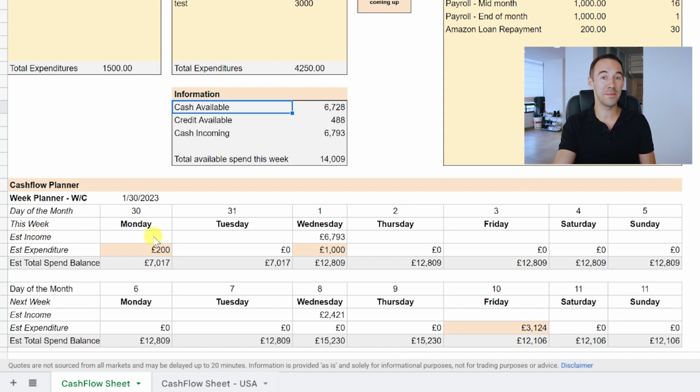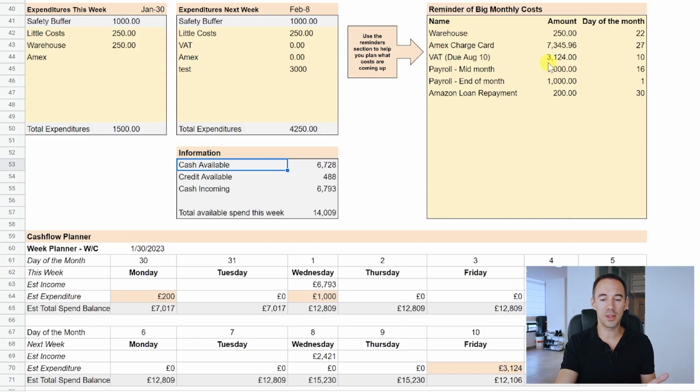It's going to show you what estimated income it's got coming in. So we can see that. Basically, we know that Amazon disbursements, if you're going to do this every Monday, the disbursements will generally fall in on Wednesday. It takes about 2 to 3 days. Then the expenditures, and again, it's going to be looking at this reminder of big costs and what day of the month, then it will map it out into expenditures.